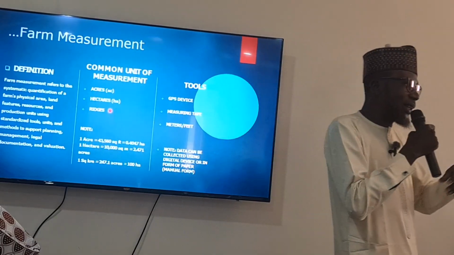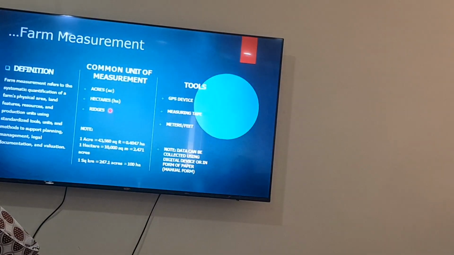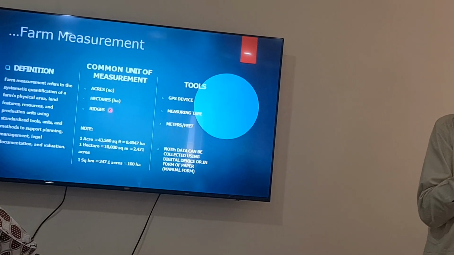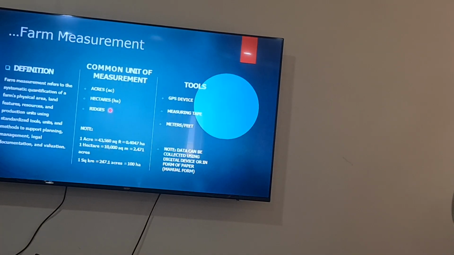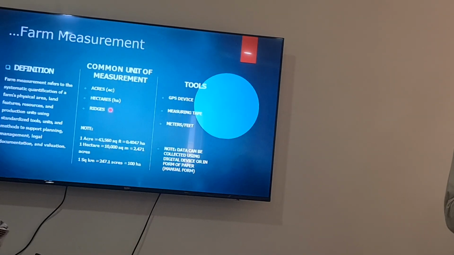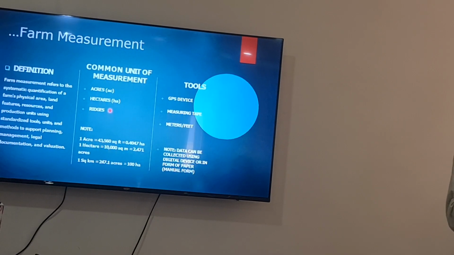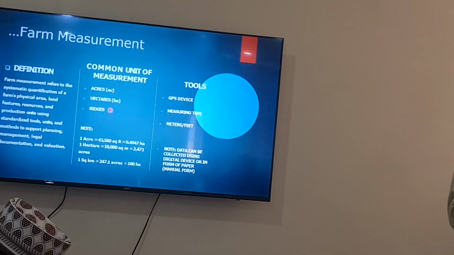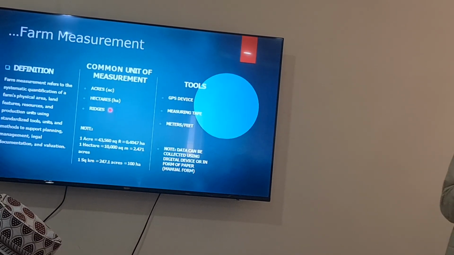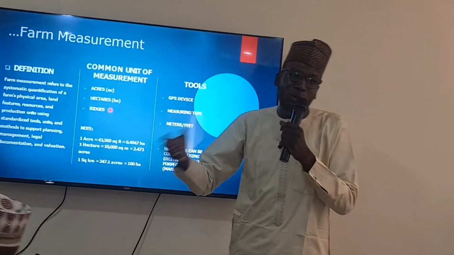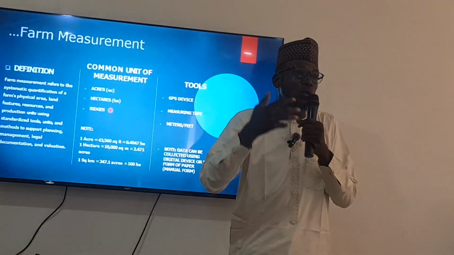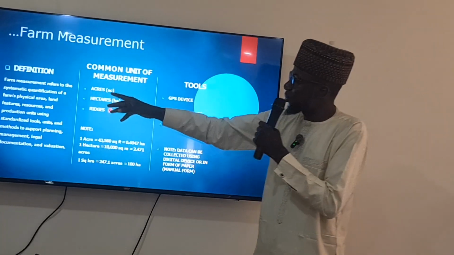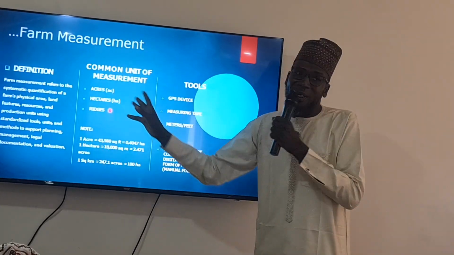Because you can go to a village and ask a farmer, what is the size of your farm? They can tell you 50 ridges. You cannot quantify that until you measure. Because in the standard form, if you say ridges, people will not know maybe the square meters of the farm. So we measure in acres and hectares.